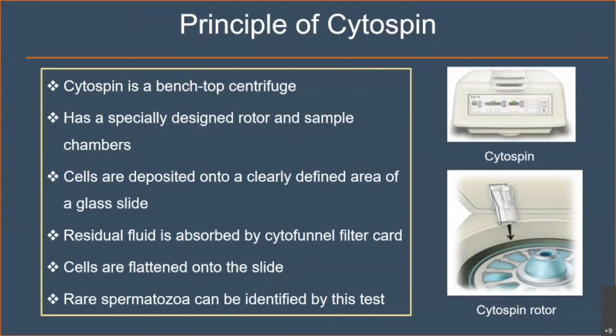So before the smears can be prepared, they have to be processed using the cytospin, and cytospin is a benchtop special centrifuge. It has specially designed rotors and sample chambers. The cells are deposited on a very clearly defined area on the glass slide, and the cytofunnel is used, and this cytofunnel has a filter card which absorbs the excess of the fluid so that the cells are flattened in a small area on the slide, and the rare spermatozoa can then be identified by this test. On the right, you see the cytospin and the inside of the cytospin. Next slide, please.